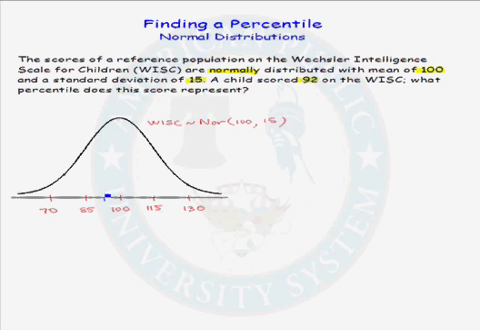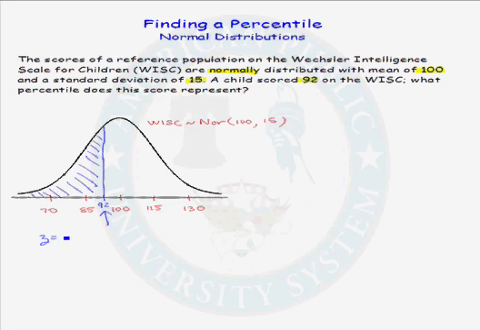Our child scored 92 on the test, and we want to know what percentile that observation corresponds to. We want to know what percentage of children score below 92 on the WISC score. In order to do this, we need to compute the z-score for that value.